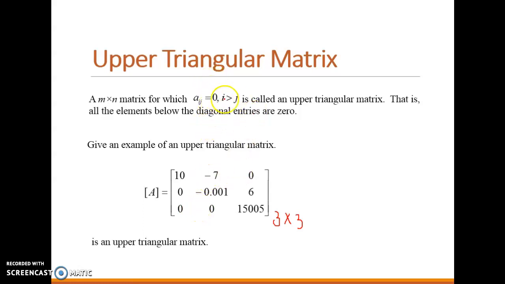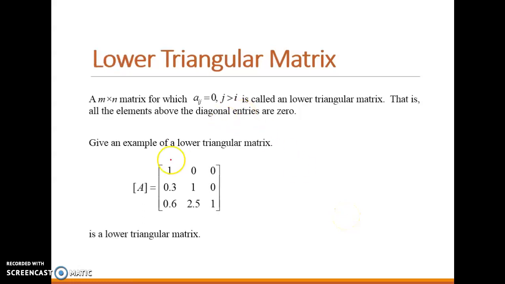Or I would say, whenever the row number is greater than the column number, the element is 0. So for example, in this, it is second row and first column, so the row is greater, that is why it is 0. Similarly, third row is greater than first column, so there it is 0. Similarly, for this element, where the third row is greater than second column, it is 0. So this is your upper triangular matrix.